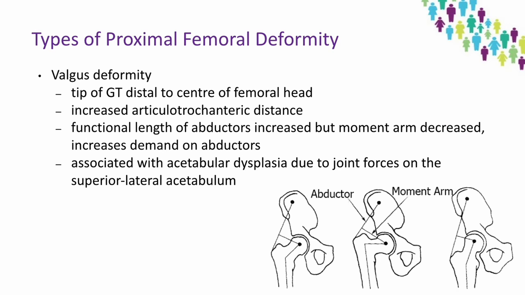In terms of your valgus deformities, the tip of the GT is distal to the center of the femoral head. This leads to an increased articulotrochanteric distance. The result of this is an increase in the functional length of the abductors, but a decreased moment arm, which increases the demand on the abductors. A valgus deformity is also associated with acetabular dysplasia due to the superior lateral joint forces in the acetabulum.